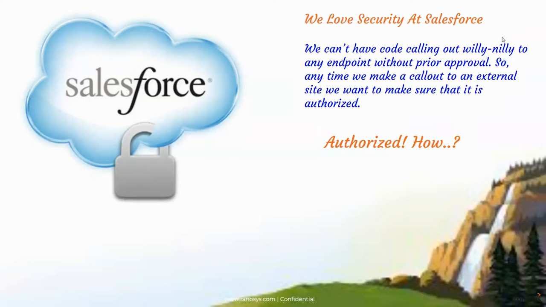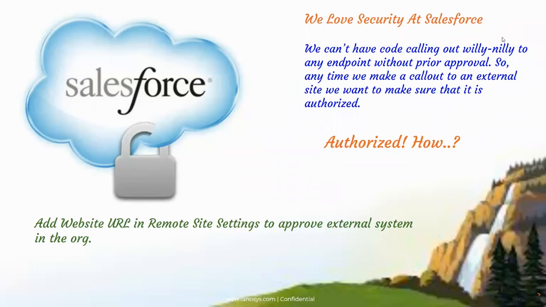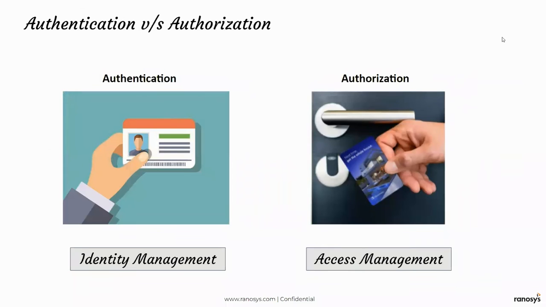All right, so yeah, that's absolutely correct. So we need to add the endpoint URL in the remote site settings. And once we add our endpoint URL in remote site settings, it becomes authorized to be called out. Now, many people confuse between the concept of authentication and authorization. So the first thing to understand here is these two are distinct concepts.